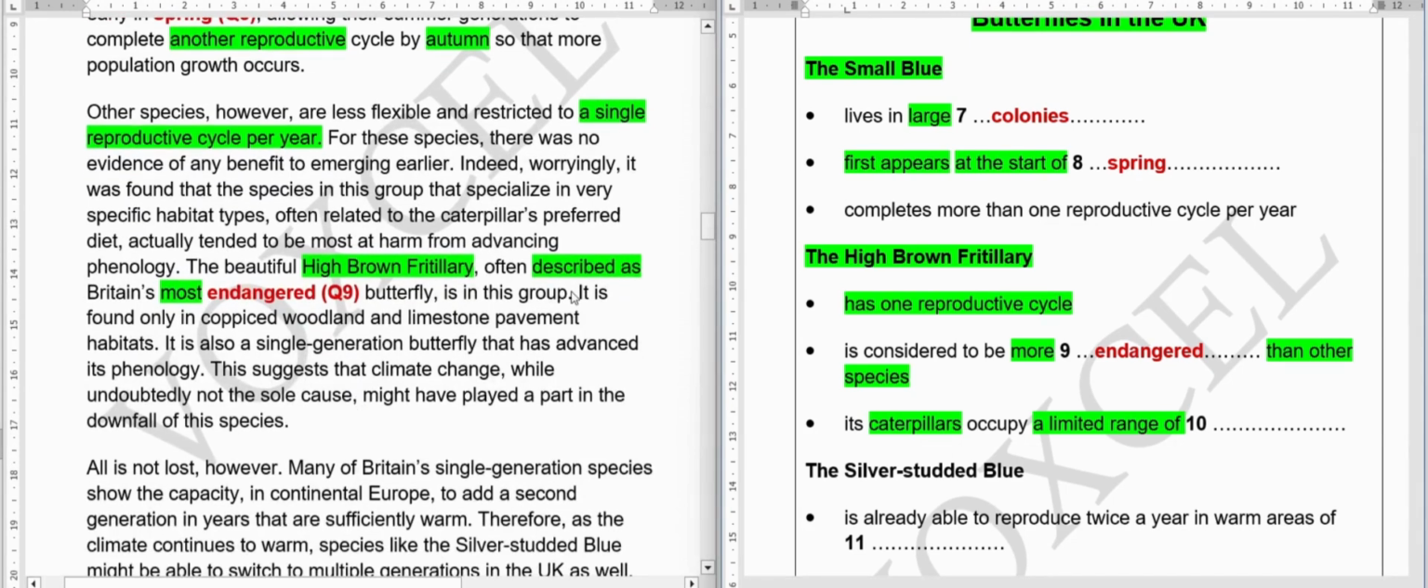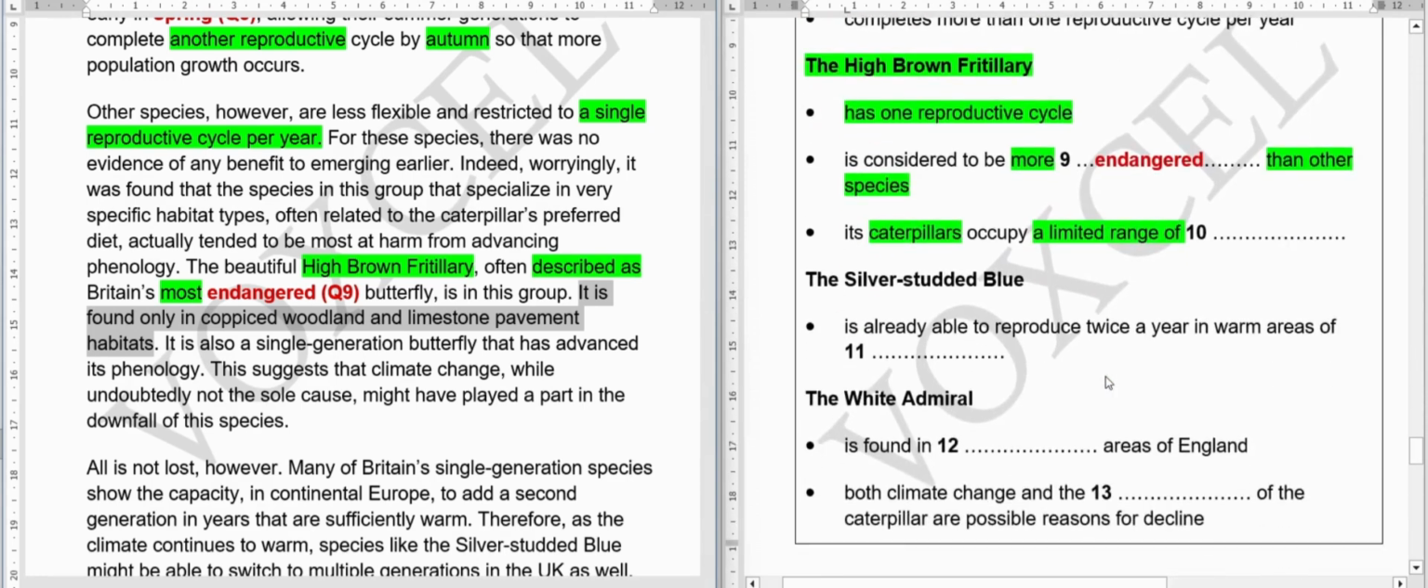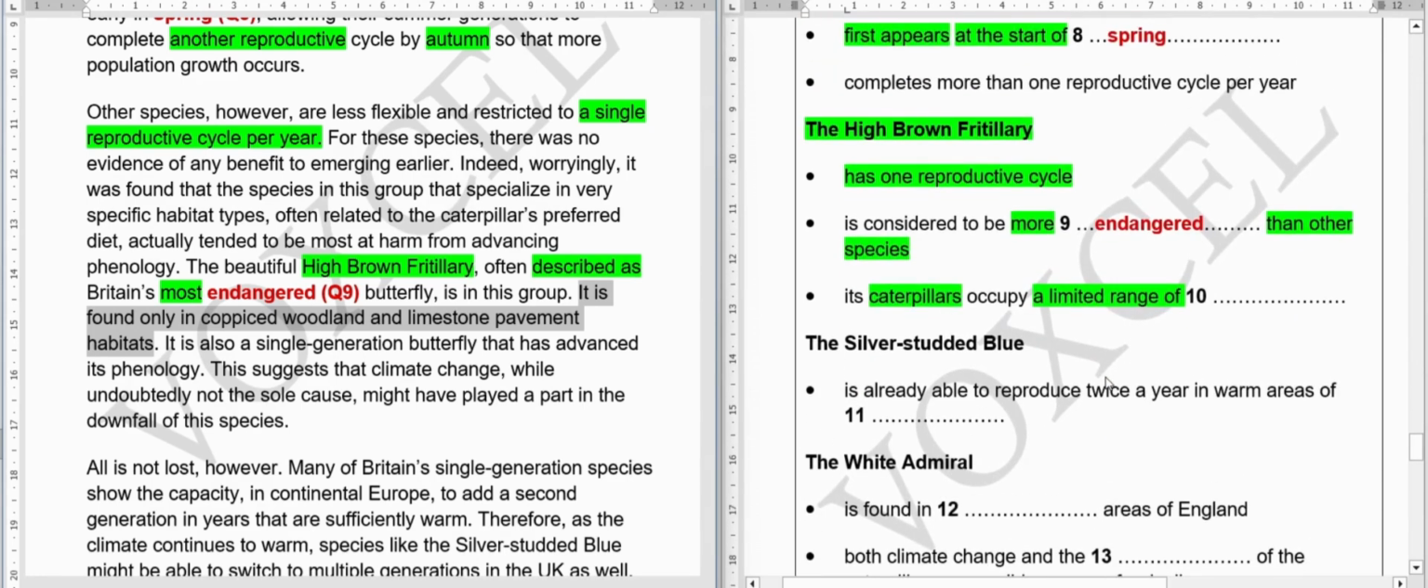It is found only in, so occupy, okay, found only in coppice woodland and limestone pavement habitats. It's also a single generation butterfly. Okay, that's it. Our location is here, and you will again have around 10 seconds to tell me the answer, and your 10 seconds start now.